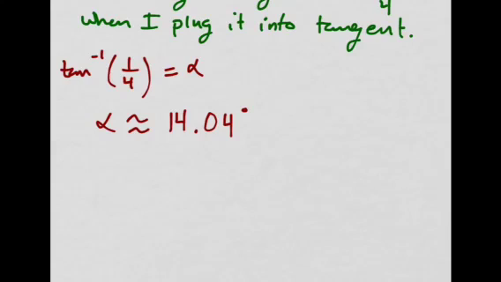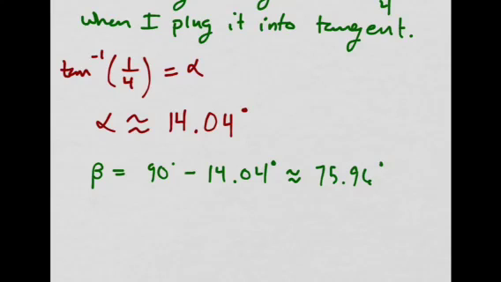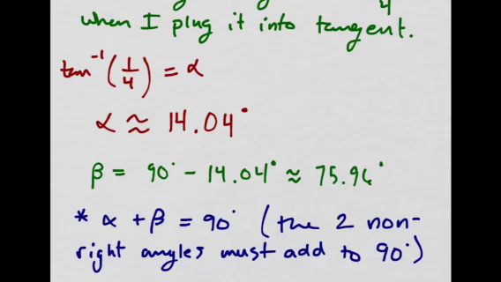So beta will be, I'll do that in green, 90 degrees minus 14.04 degrees. And that would be approximately 75.96 if I round to 2 decimal places. And I know that because alpha plus beta, the two non-right angles in the triangle, have to add up to 90. So there you go with that.